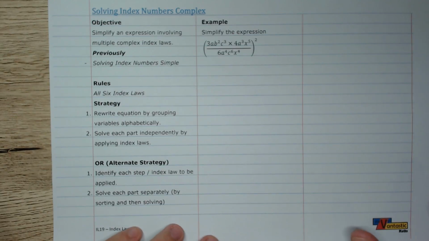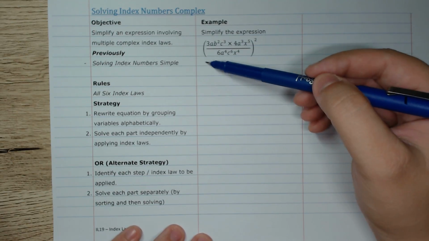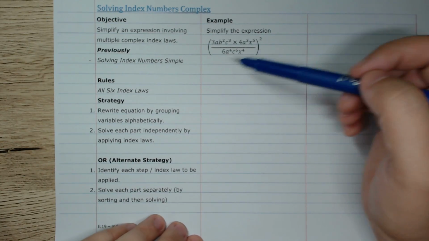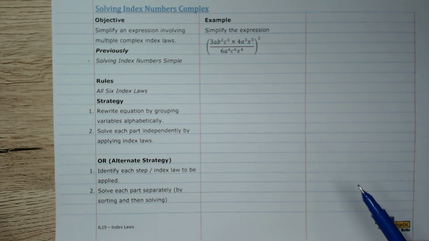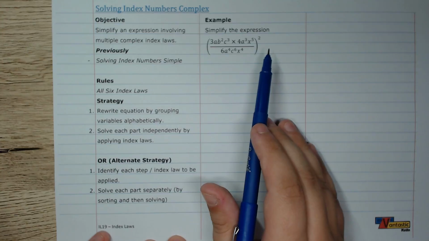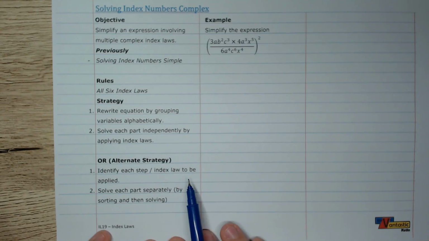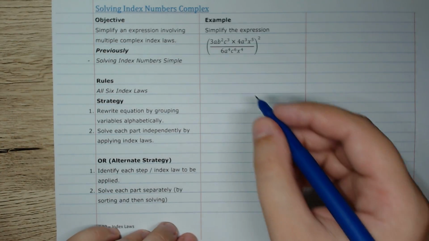Now there's a couple of different strategies you can take. You could group everything alphabetically. So group all together all of the numbers, group together all of the A, all of the B, all of the C's, all of the X's, solve each part separately, and then just merge at the end. Or we take this index law after index law. Now I'm going to take this index law by index law, but either strategy would work.